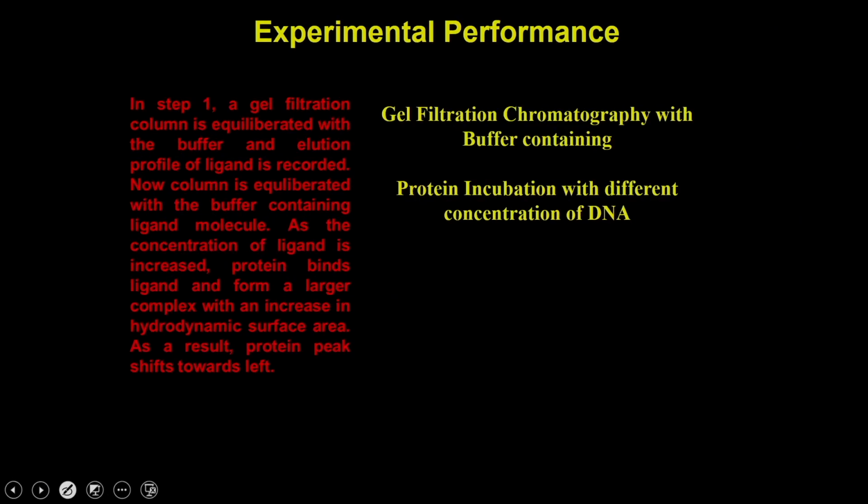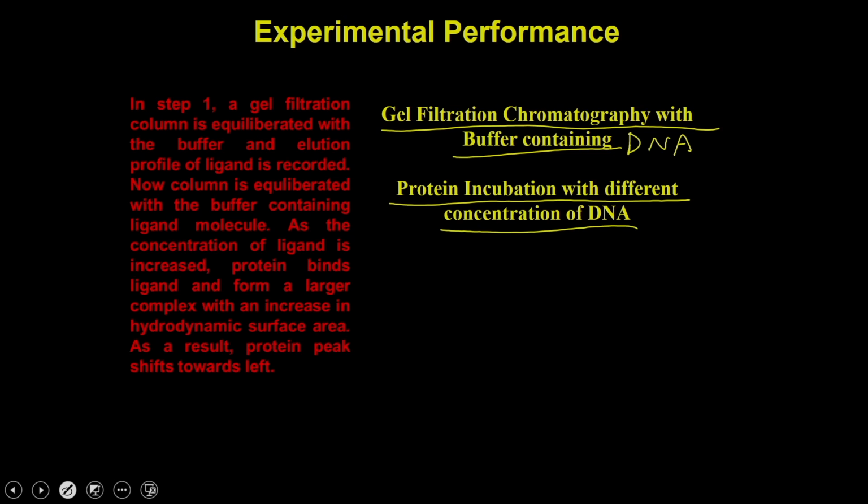To perform these experiments, you need a gel filtration chromatography setup where you incubate the protein with different concentrations of DNA in the gel filtration buffers. In step 1, a gel filtration column is equilibrated with the buffer and the elution profile of the ligand is recorded.